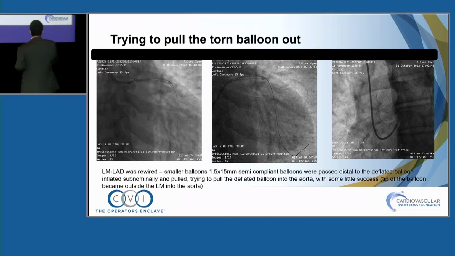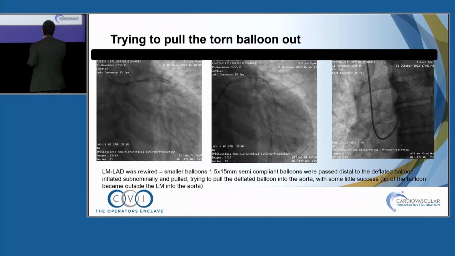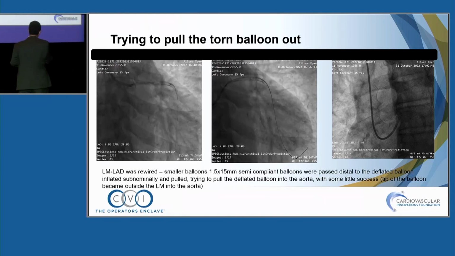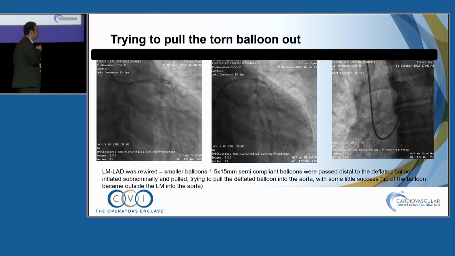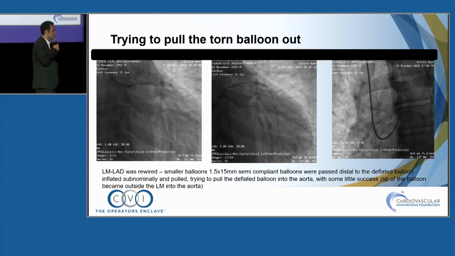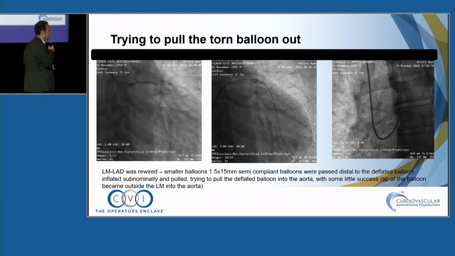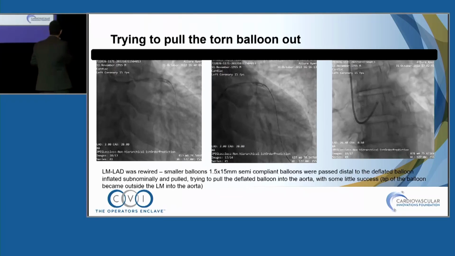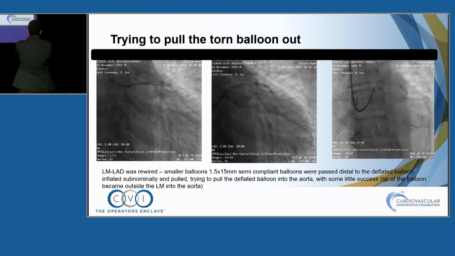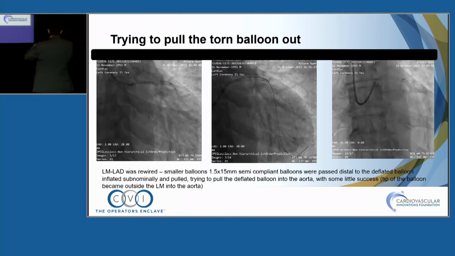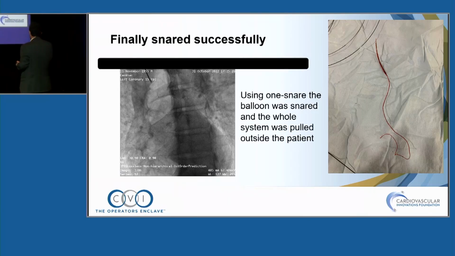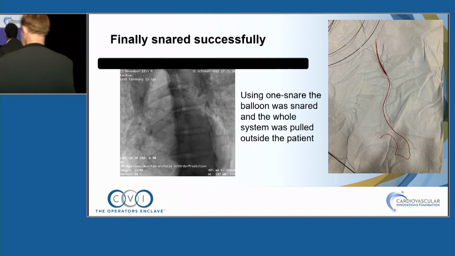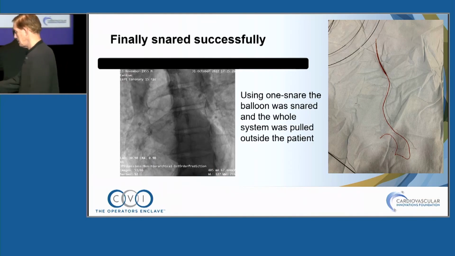I passed another wire and smaller balloon distal to the torn balloon. I inflated it at smaller pressures and tried to pull the torn balloon out into the aorta to try to snare it with the snare. I succeeded in this. As we see in the image on the right, the balloon was a bit out of the aorta, and successfully, using one snare, I pulled the balloon out of the left main.